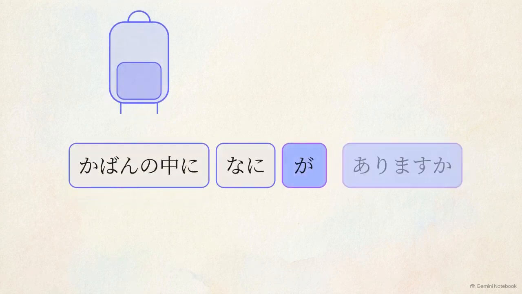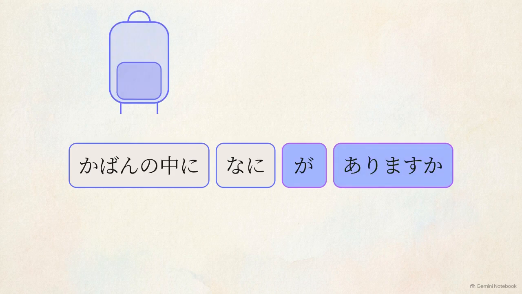If you want to know what exists inside a location, like a bag, construct kaban no naka ni nani ga arimasu ka? Existence verbs describe a state of being, not an action. They must connect to the subject particle ga, never wo.